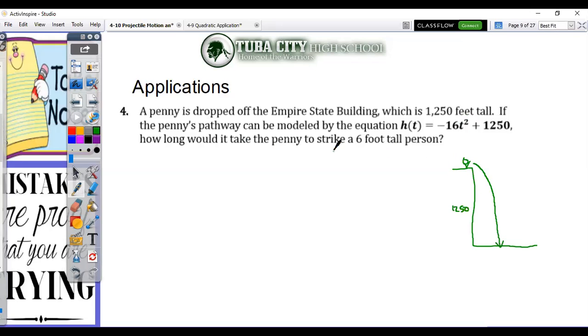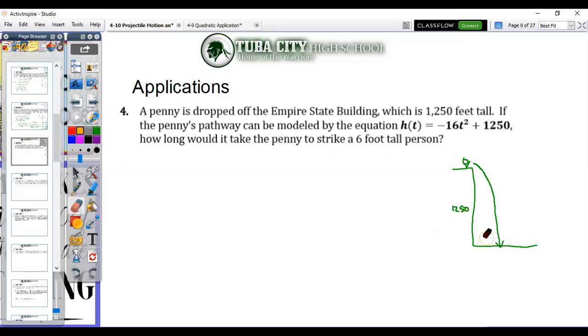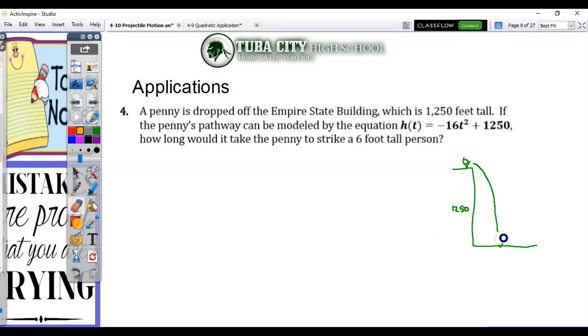Okay, so how long would it take for the penny to impact a 6-foot tall person? So we have a poor, hapless pedestrian on the ground. Anyway, how long would it take that penny to strike him?